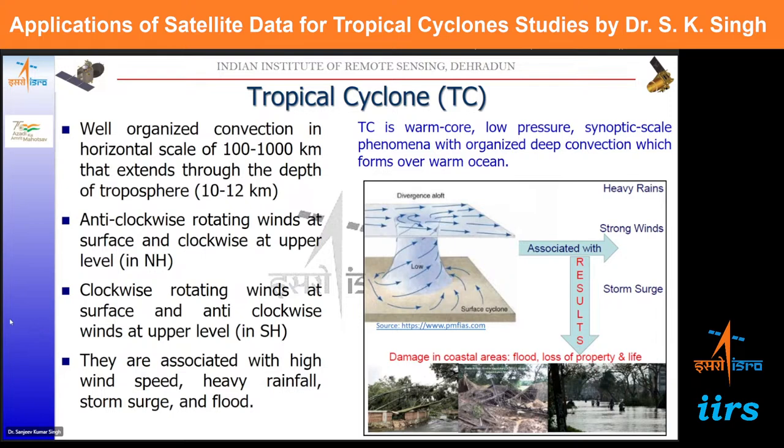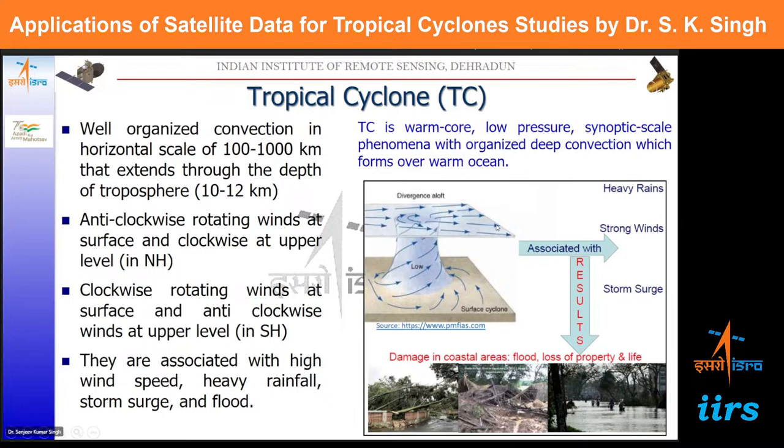Already you know this is associated with high wind speed and heavy rainfall, and it can cause damage in the coastal area and bring floods and loss of property and life. Till now we have discussed what a tropical cyclone is and what the wind structure of the tropical cyclone is. We have seen that the anti-clockwise rotating wind in the northern hemisphere is the main weather phenomenon in the tropical cyclone.